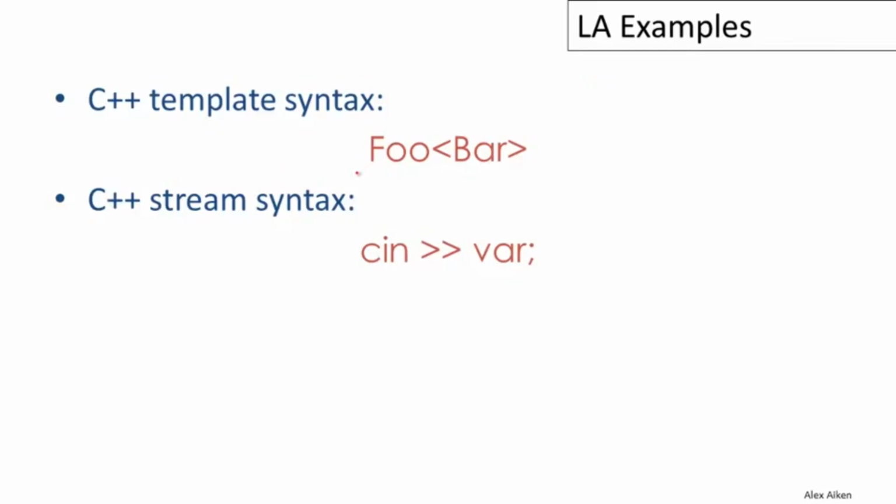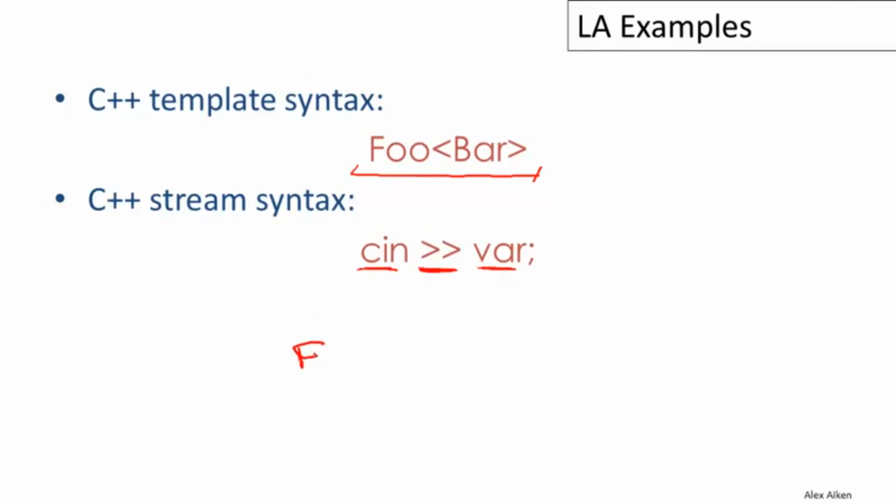So here's an example of C++ template syntax, which you may be familiar with, or you may have seen the similar syntax in Java. And C++ has another operator called stream input. So this operator here reads from an input stream and stores the result in a variable. And the problem is here that there's a conflict with nested templates.